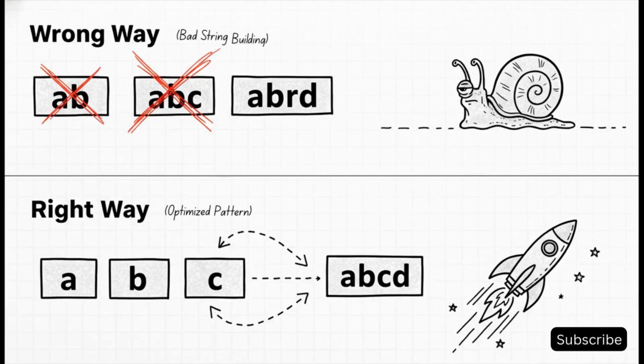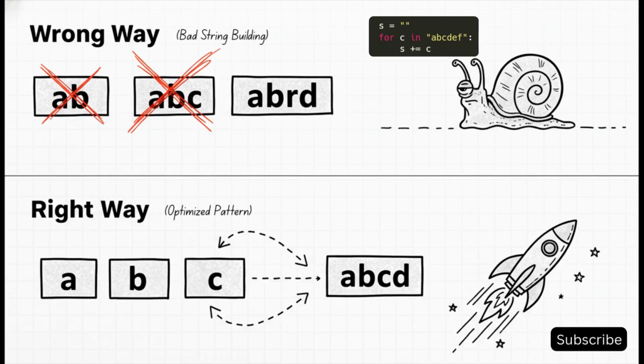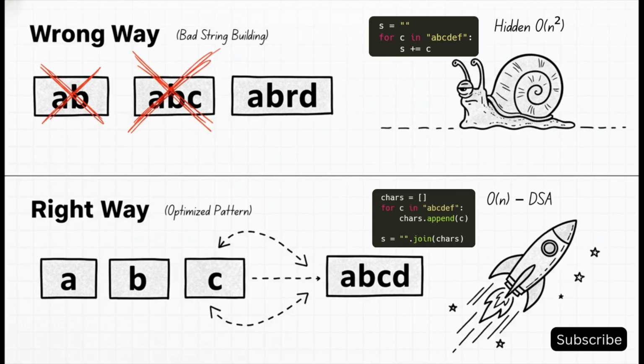You know, this isn't just about correctness, it's also about speed. Because strings are immutable, every time you use plus equals inside a loop, you're not just adding a character. What's happening is Python is creating an entirely new string in memory and copying all the old characters over every single time. This turns what looks like a quick operation into a hidden O(n)² disaster. The right way to do it? Append your characters to a mutable list and then join them all together just once at the very end.